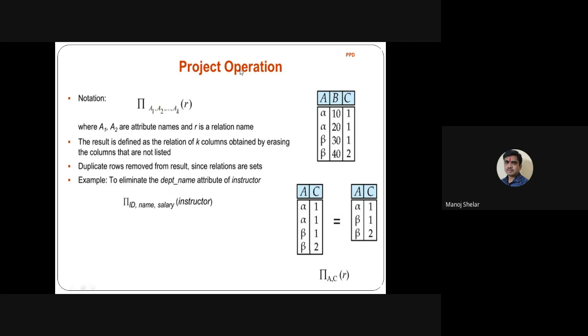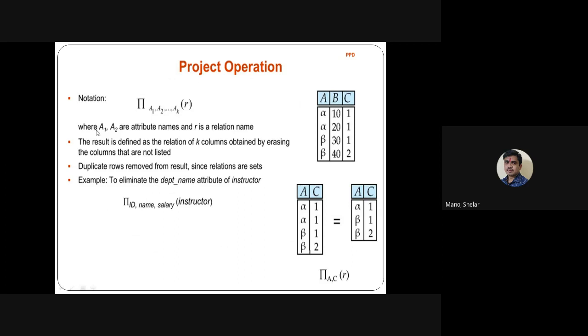So in project operation, what is the notation? Pi. A1 means attribute name, A2 means attribute name, AK means attribute name, and R means relation. Suppose in the student table, roll number, name and address are the attributes and I want to display some of them using the project operation in relational algebra. What will the query be? Pi of roll number comma name in brackets student. This means the project operation in relational algebra.